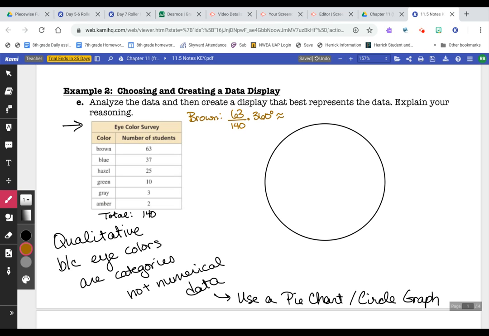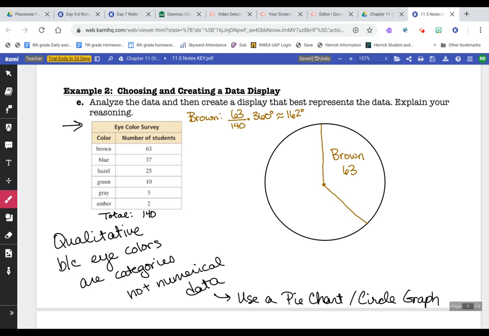And your answer is it would be 162 degree angle. So if this is the center of the circle, we would go from here, and if I draw a straight line, that's 180 degrees. I don't want that, so I need to be a little bit less than that, which would be about here. And we could label this as brown, and I would write the number 63 in there, which tells you that it's the number of students with that colored eye.